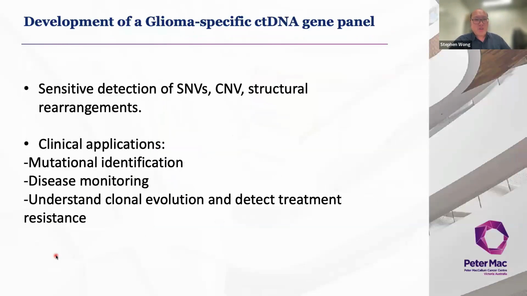So this leads me to the aim of our study here, which was to develop a glioma-specific ctDNA panel. And we wanted this panel to cover several classes of mutations, including SNVs, copy number changes, and structural rearrangements. And the idea behind this panel was to apply it to various clinical applications, including mutational identification, utilizing it for disease monitoring purposes, particularly throughout clinical trials, and also understanding clonal evolution and detecting mechanisms of resistance.